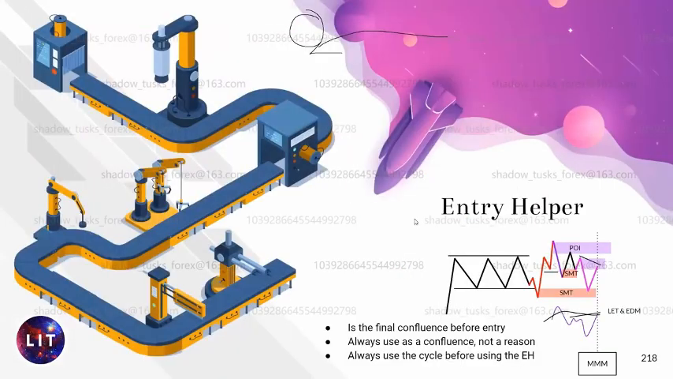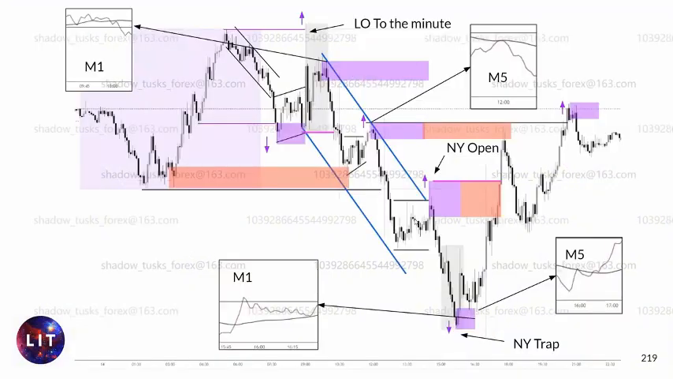So our last confluence, again, remember that the entry helper is always, I cannot stress this enough, the entry helper is always going to be the final confluence. You can't be using the entry helper before you've identified your build up, your inducement and your mitigation. That is absolutely paramount. The entry helper needs to be the last confluence. So let's have a look at what we have for the entry helper.